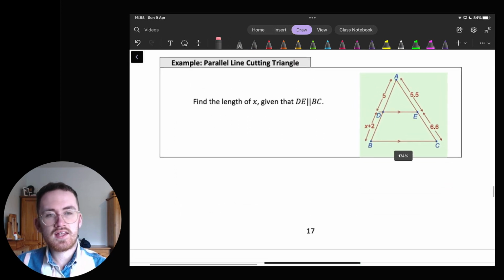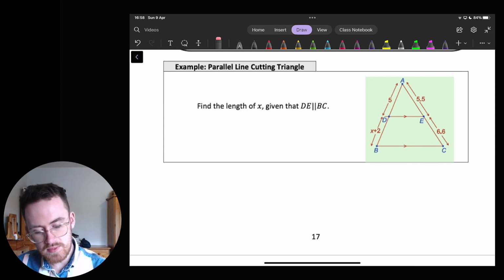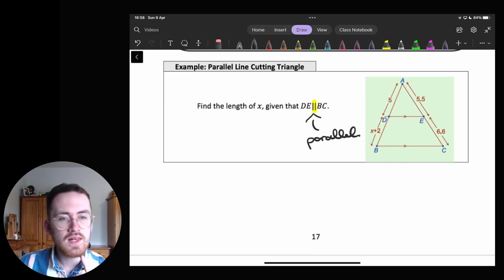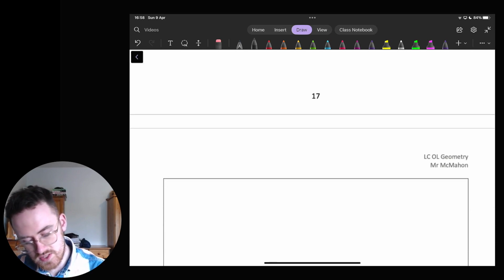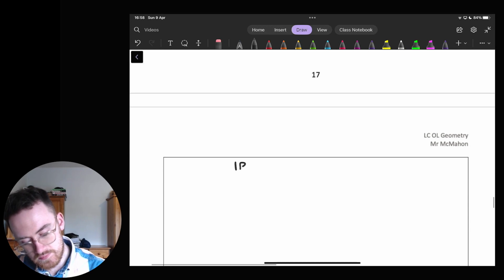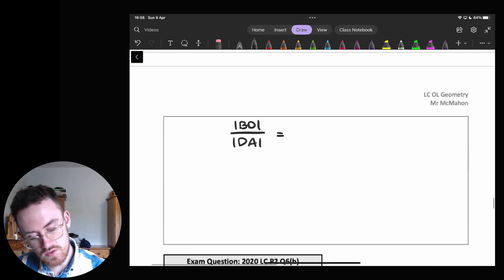So we're given a triangle here and we're asked to find the length of x given that DE is parallel to BC, and that symbol there means parallel. So we're told that this is parallel, and we're asked to find the length of x. So let's construct this for ourselves here. Using my diagram, BD over DA, so this ratio or this proportion is the same as CE over EA.